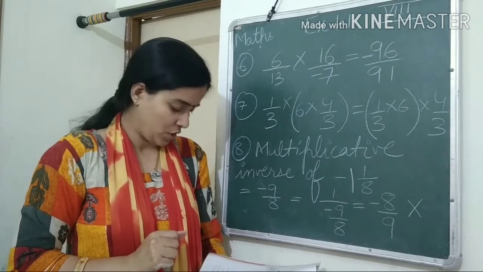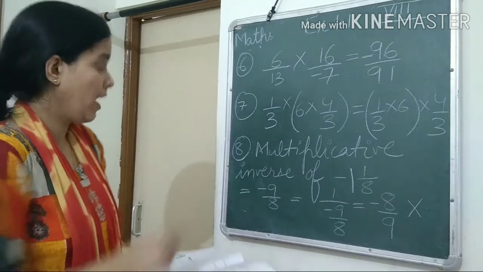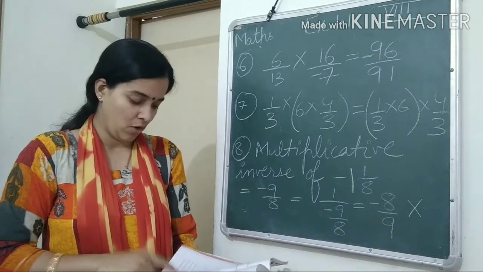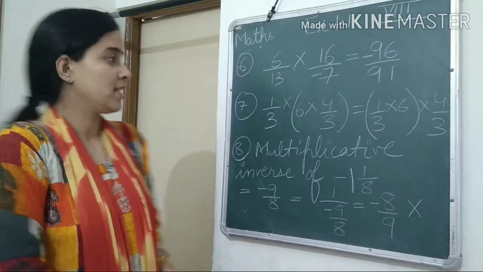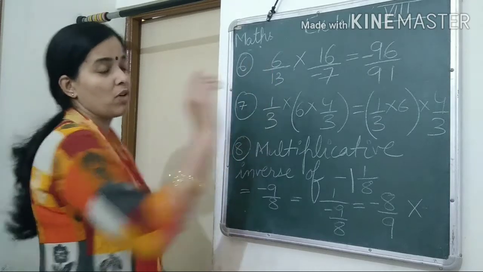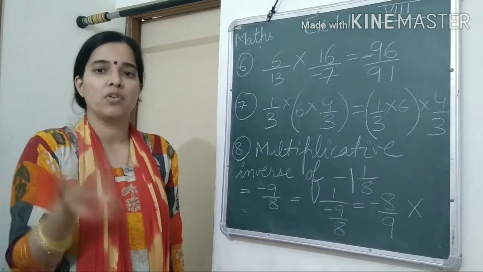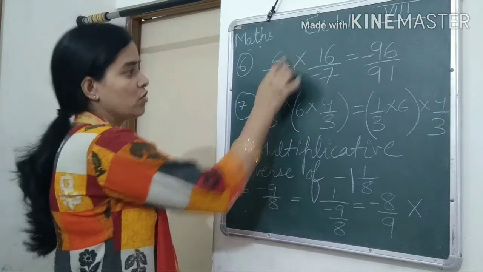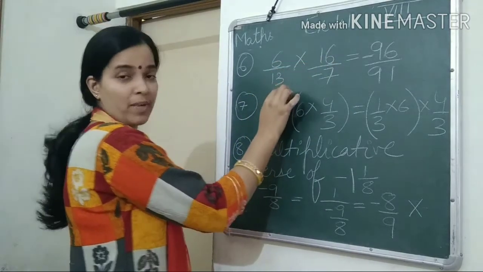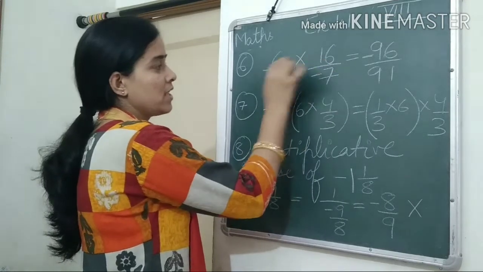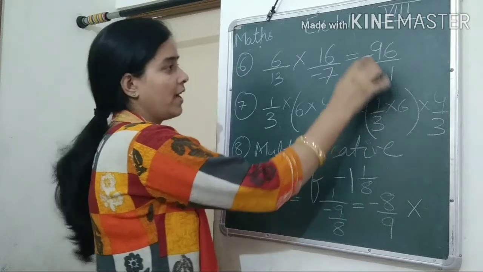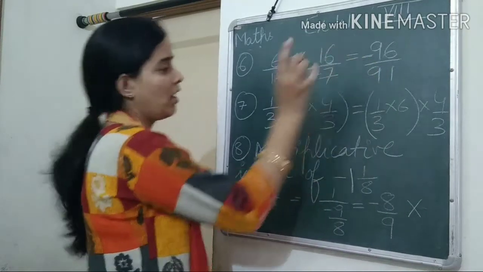Now in the sixth question, what we have to do? We have to multiply 6/13 by the reciprocal of -7/16. So the reciprocal of -7/16 will be 16/-7. If you multiply it by 6/13, what you will get? 16 sixes are 96 and 13 sevens are 91. You can write it and put the negative sign outside.